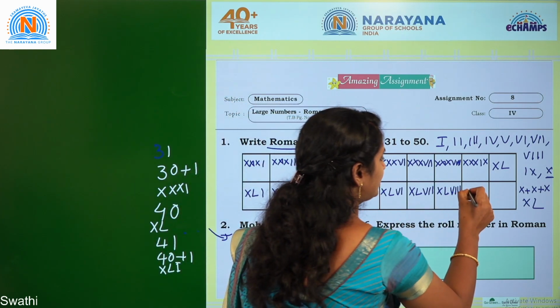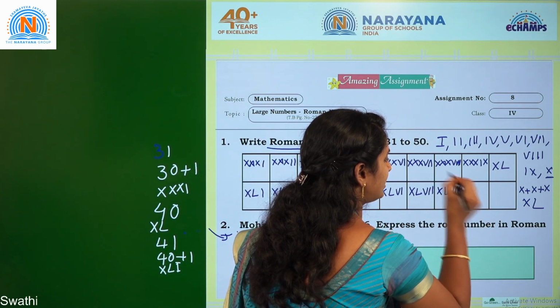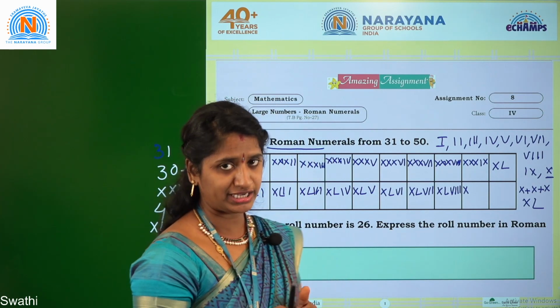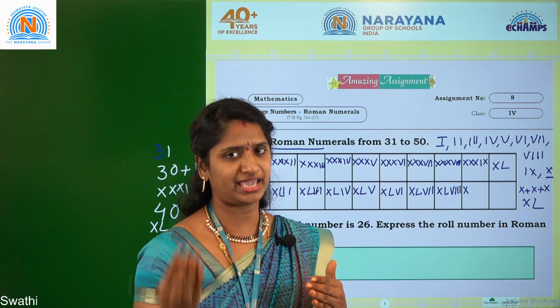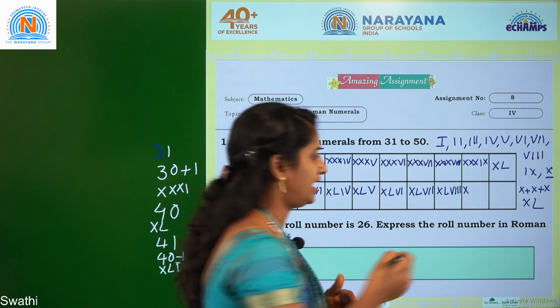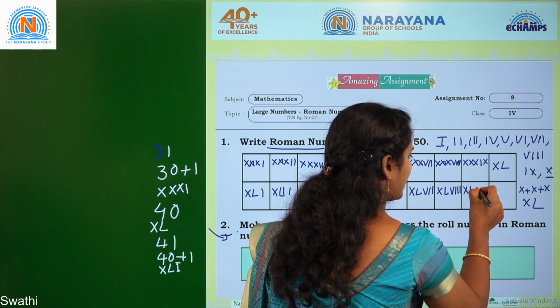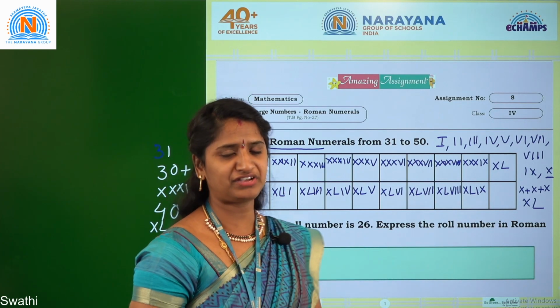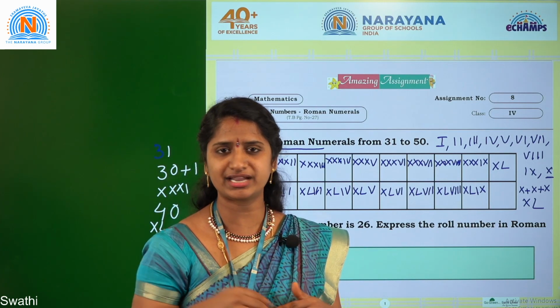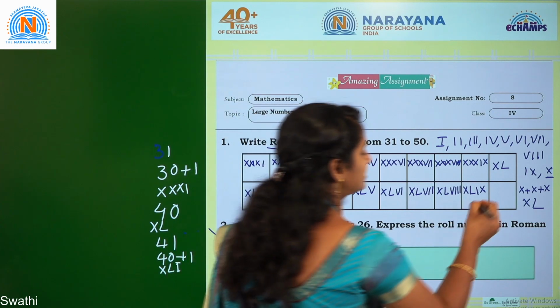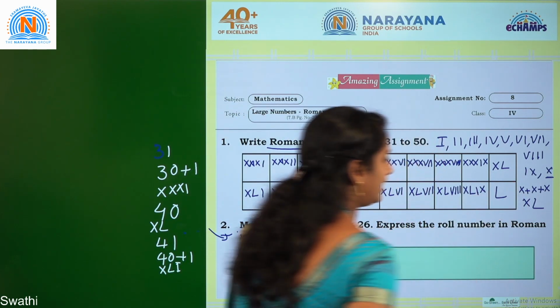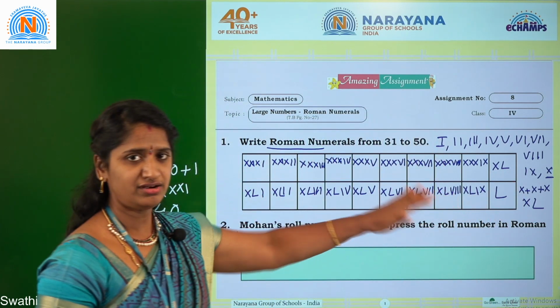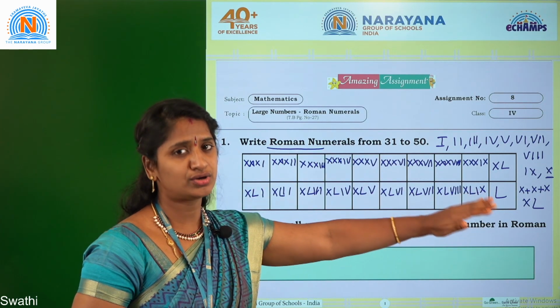Now next 49. How can I write the 49, children? 40 plus 9. 9 means IX. 40 means XL. XL is 40 and 9 means IX is 9. 49. Now 50. Which letter indicates the 50? So it is letter L, capital letter L. It is 50. Now I have written 31 to 50 Roman numerals.